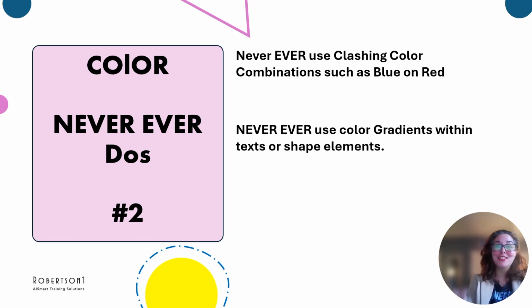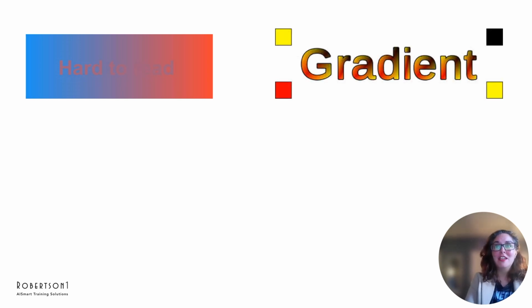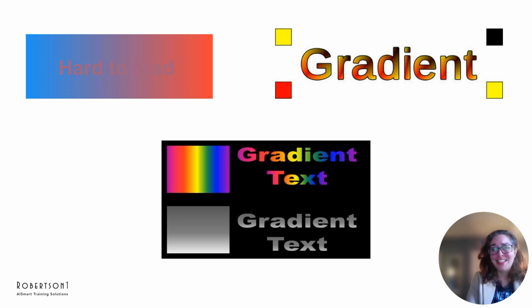The second never ever do is never use color gradients within text or shape elements, unless you know what you're doing, right? All of these rules apply to everybody, except if you know what you're doing and how and why to use it with intention and actual skill. So let's take a look at a couple of examples. Gradients make text difficult to read sometimes, but not always. As a general rule, you just want to stay away from gradients because when they're done incorrectly, it looks ugly. It does not look nice.